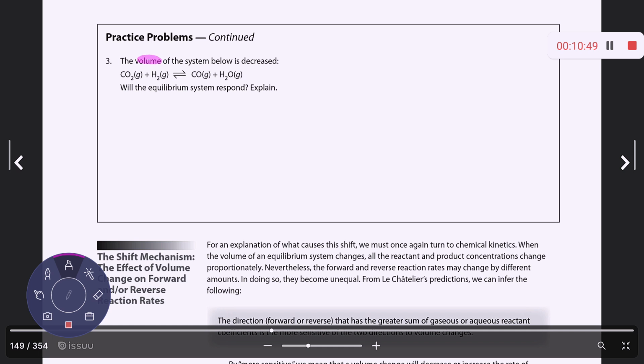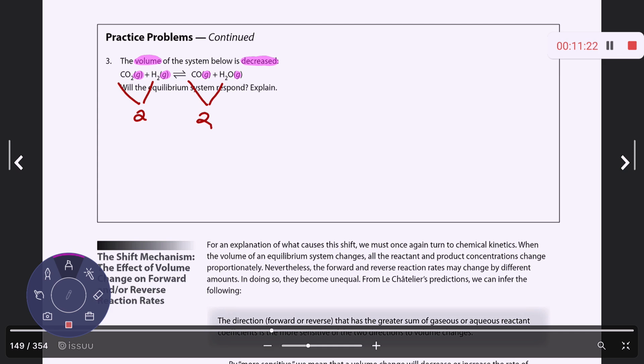So in this problem, the volume was decreased. Does that really matter? Don't I have 2 gas particles on each side? There will be no observable change in this case. Okay, I can't relieve anything. Because when we decrease the volume, you increase the pressure. There's no way to relieve some of that added pressure. I can't shift to one side or the other in hopes of doing so. Okay? Okay, let's take a look at the effect on the forward and the reverse rates.